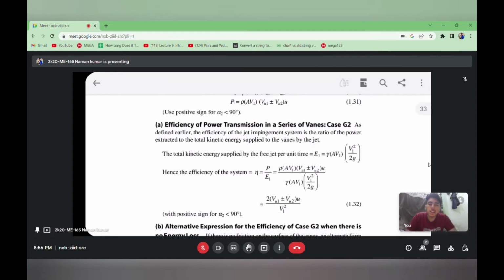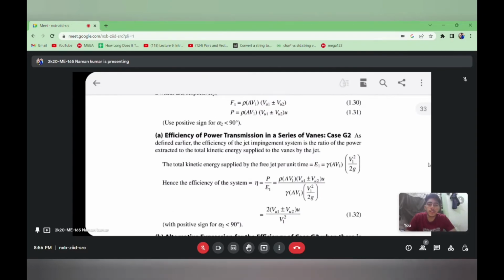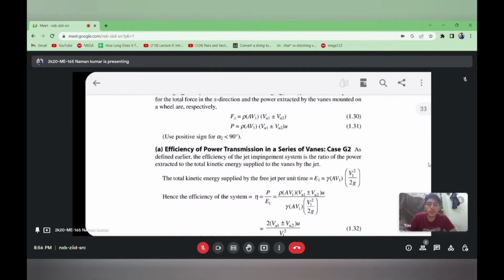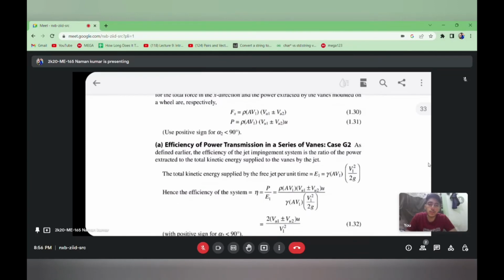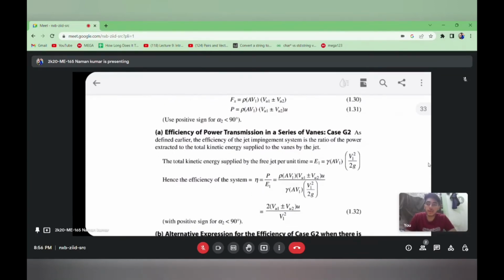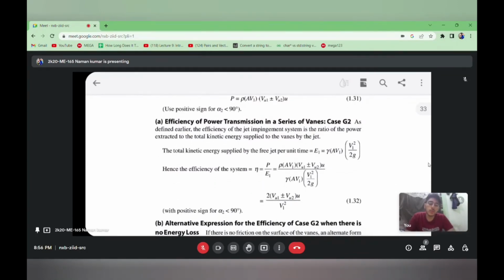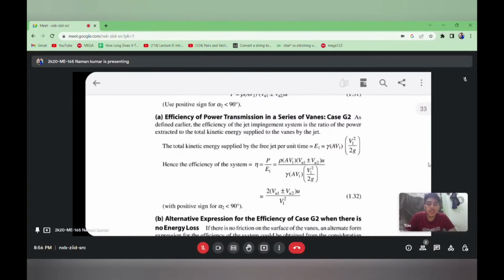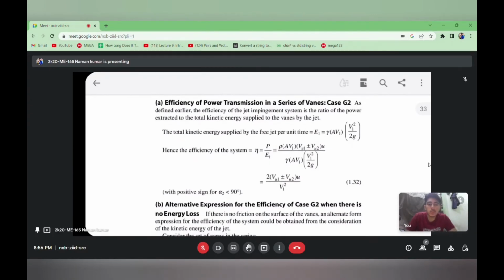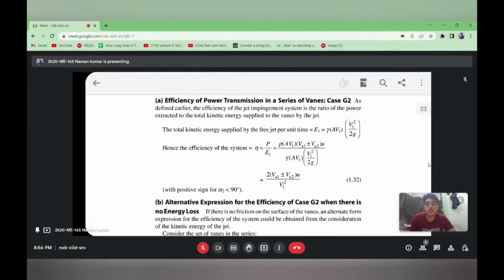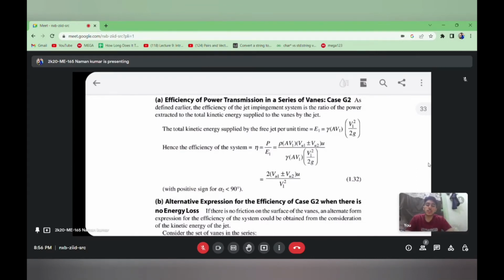And here is our efficiency, eta is equal to P divided by E1, and here power we have just derived above, rho times A V1 multiplied by (VU1 plus or minus VU2) times U. So here it is power divided by E1. So our final expression is 2 times (VU1 plus or minus VU2) multiplied by U divided by V1 square, with positive sign for alpha 2 less than 90.